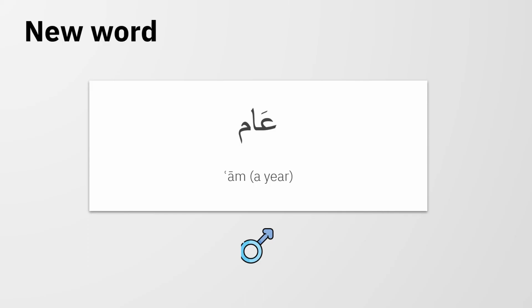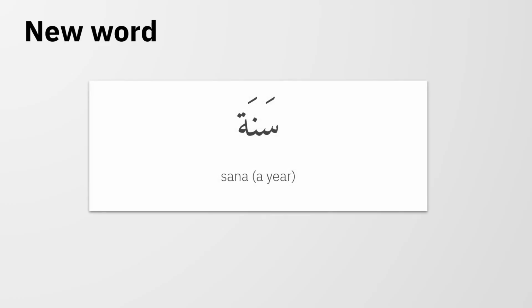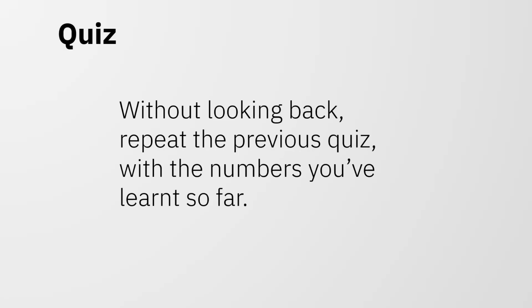واحد اثنان ثلاثة أربعة خمسة. خمسة عام. عام. سنة. We have 2 words with the same meaning, but one is masculine and the other is feminine. How to say 5 years. Now, without looking back, repeat the previous quiz with the numbers you have learned so far.